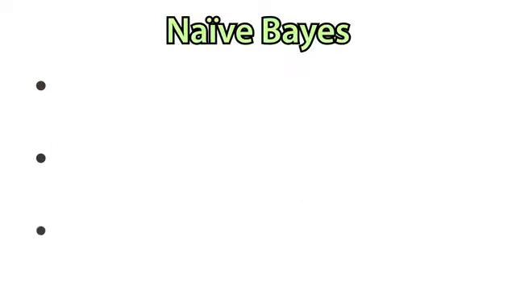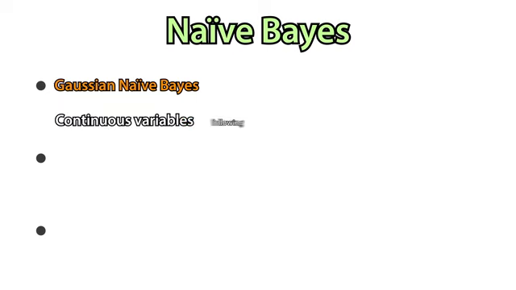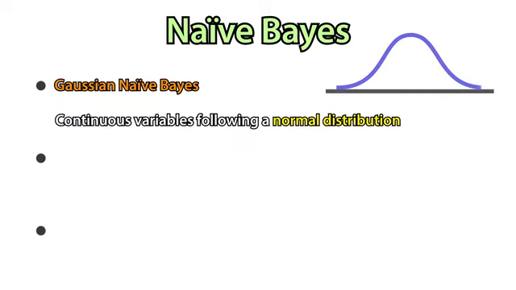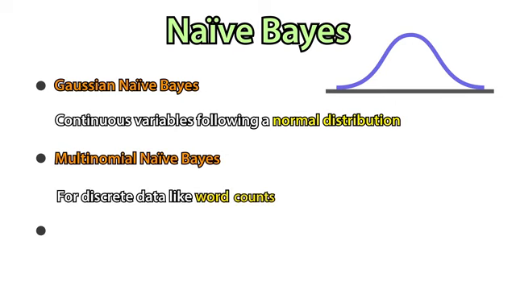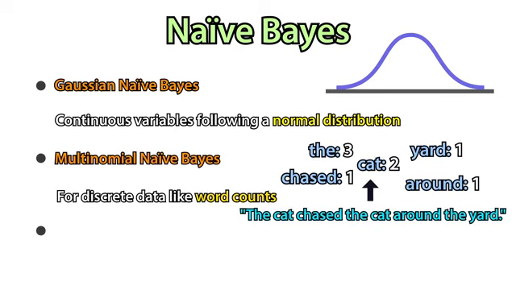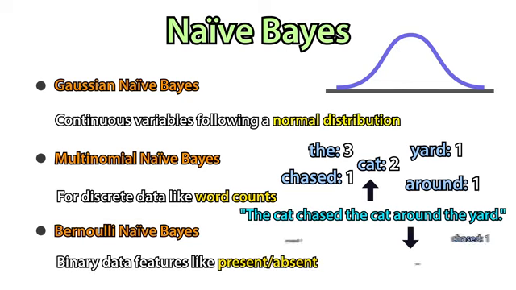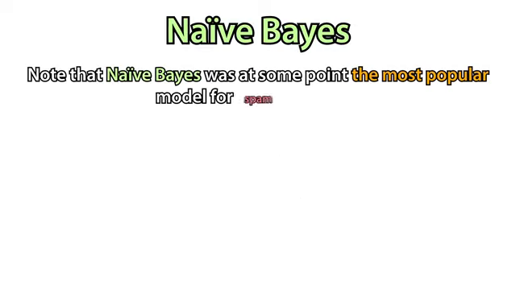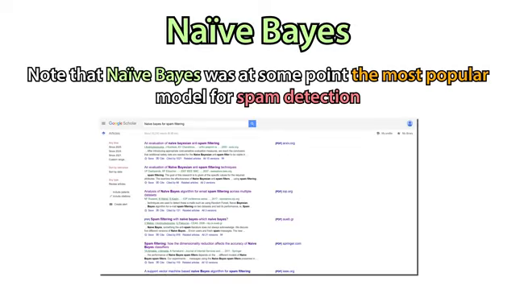There are three types of naive Bayes models. Gaussian, assuming that the continuous features follow a Gaussian distribution. Multinomial naive Bayes, often used for discrete data like word counts in text classification. And Bernoulli naive Bayes, suitable for binary Boolean features. Note that this algorithm was at some point one of the most popular models used for spam detection.